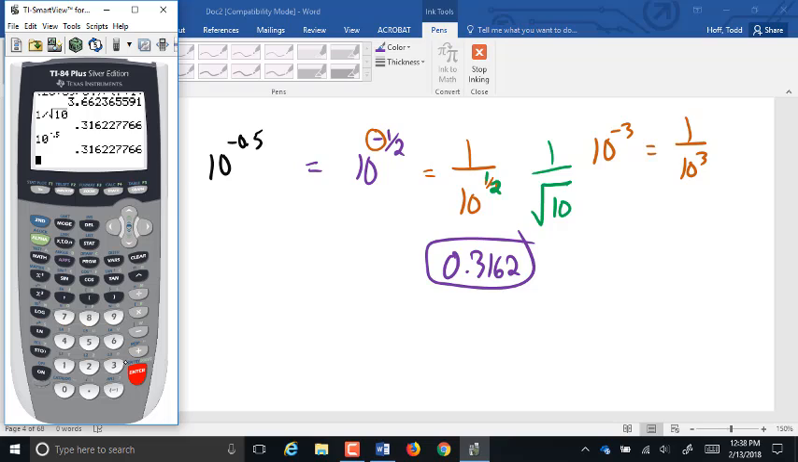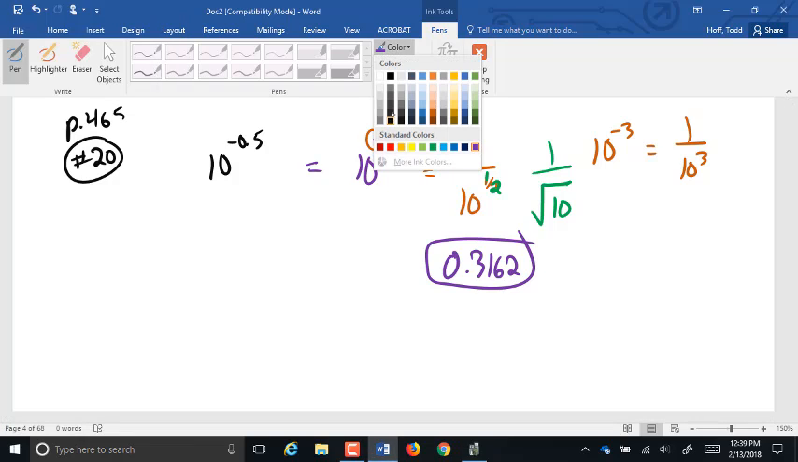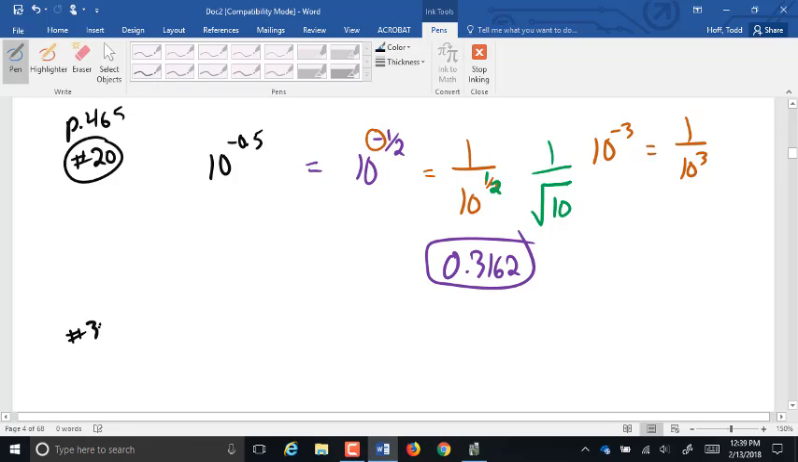30. Number 30. Ooh, that's a good one. These guys have been with me long enough to know that's never a good thing. Right? Negative 27 over 8, the power of negative 1/3.